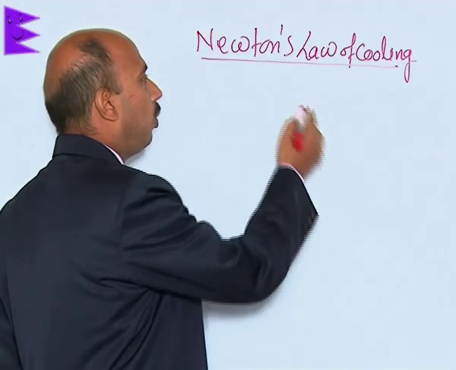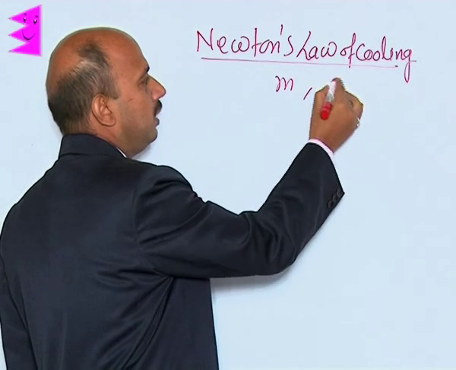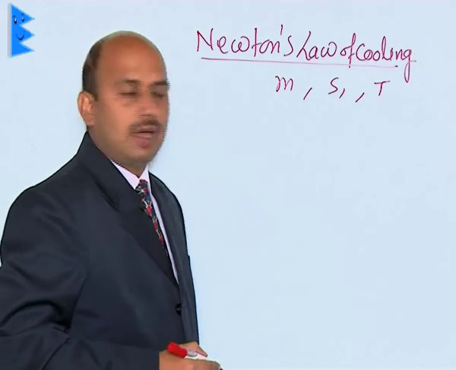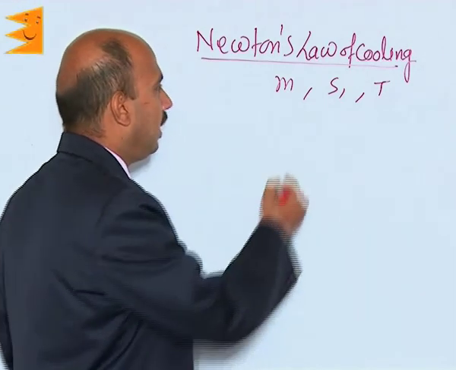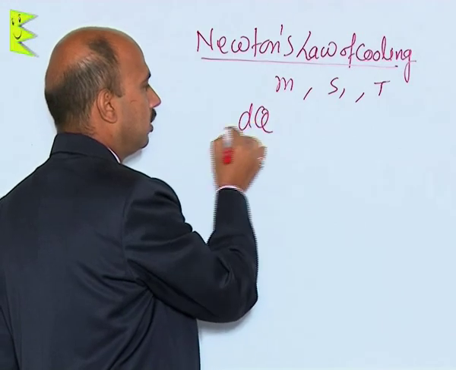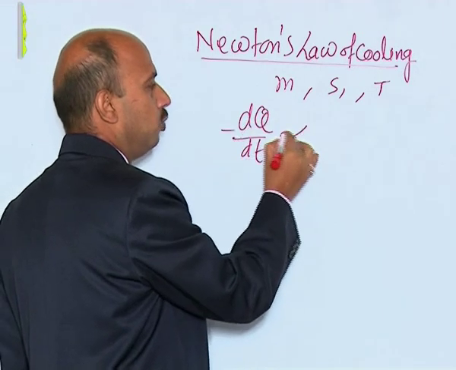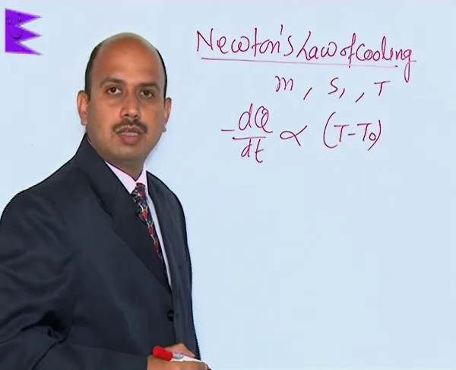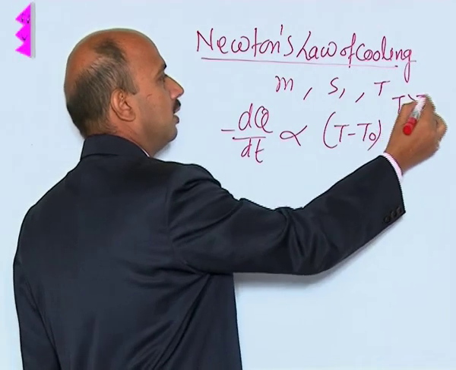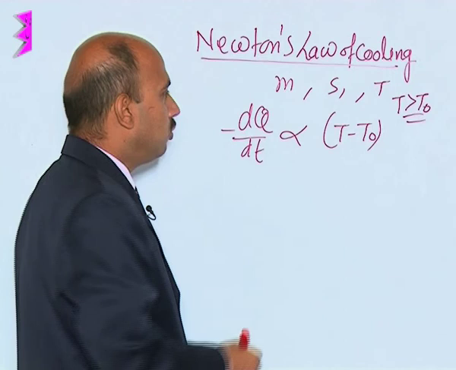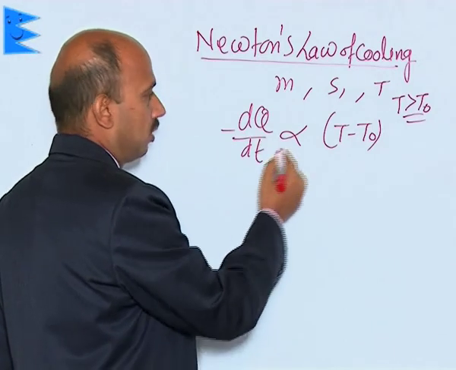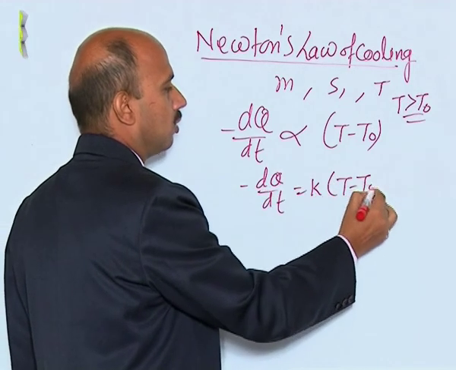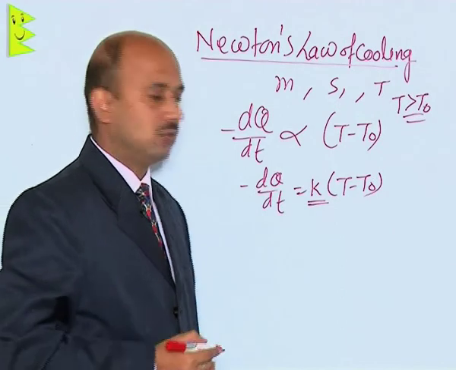Now see here, let a body of mass m whose specific heat is S and temperature at any time is T. And if it is cooling here, so we can write dQ upon dt is proportional to T minus T naught, where T naught is the temperature of the surrounding and T is greater than T naught. We can also write in this case minus dQ upon dt is equal to k into T minus T naught, where this k is a positive constant, that is a proportionality constant.